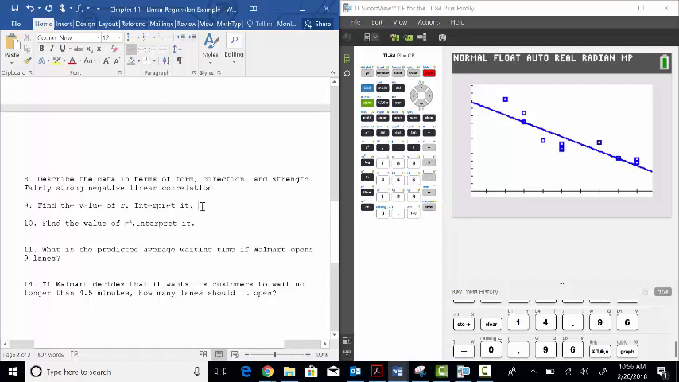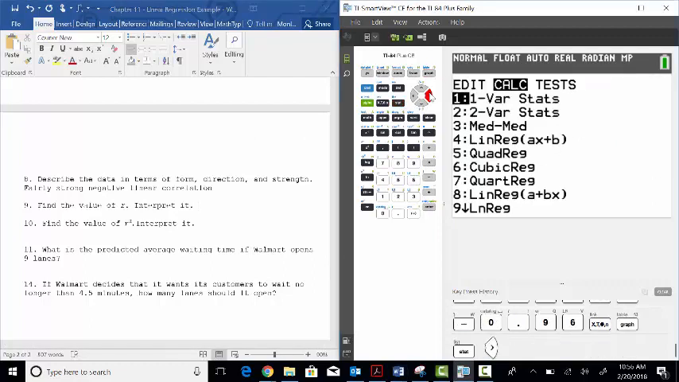All right, so the next thing you're going to have to do a lot on your homework, which is find your R value. Your R value tells you how well correlated the data is. So the way that you want to find your R value is you hit, again, stat, calc, and we're going to do our linreg again. So number 8.